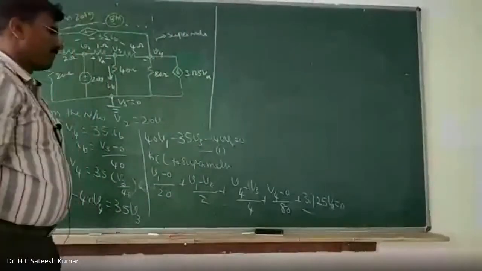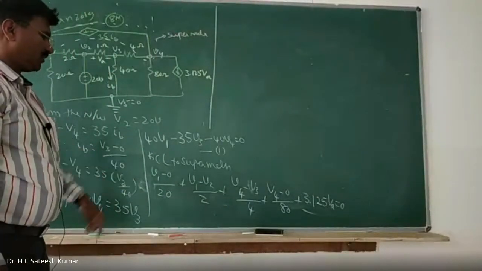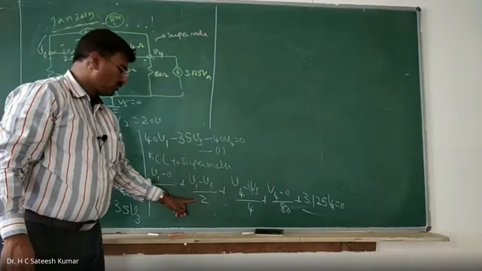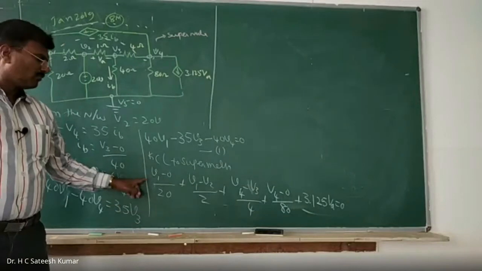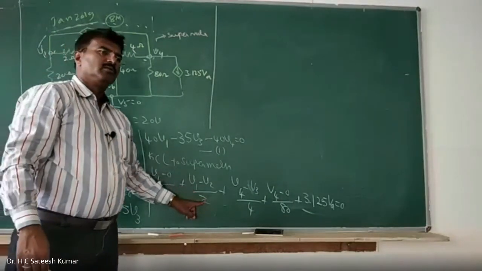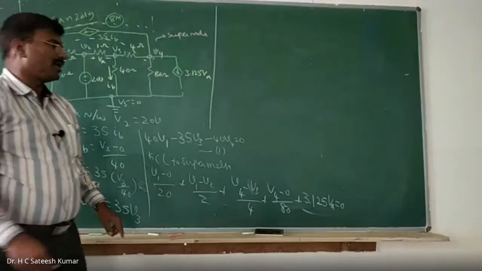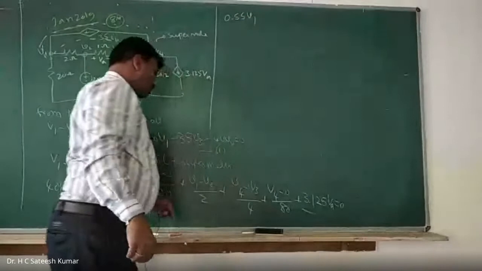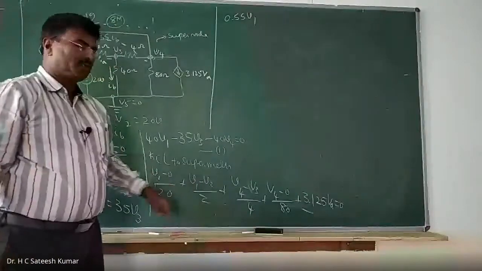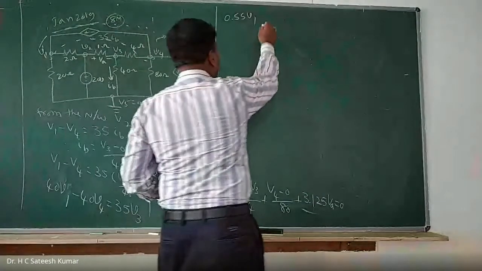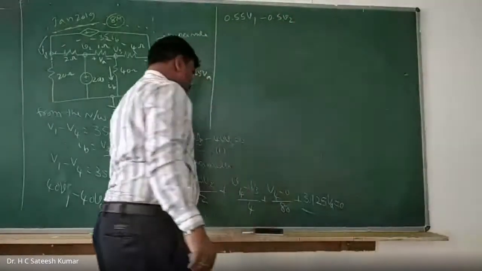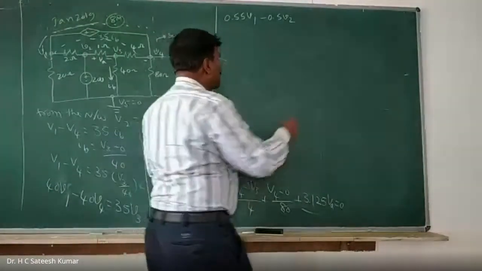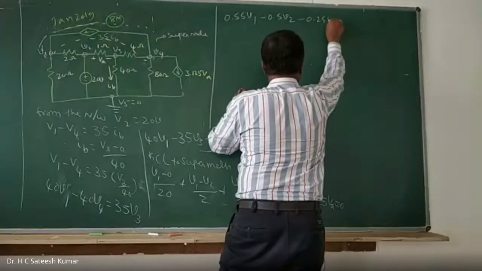Substitute. Eliminate one by one. V1 coefficients are 1 by 2 is 0.5, 1 by 20 is 0.05. 0.05 plus 0.5 is 0.55 V1. What about V2? Minus 1 by 2 V2, minus 0.5 V2. What about V3? Only one is there, minus 1 by 4 is 0.25, minus 0.25 V3.